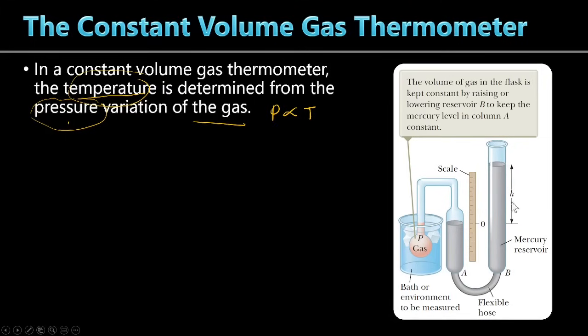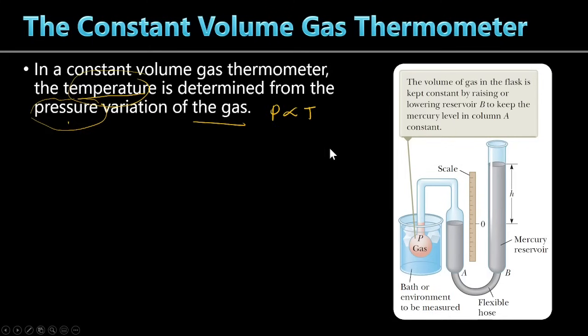Okay, so here we will have a variation in height. And that variation of height is equivalent to a certain variation in the pressure. And if we know the relationship between pressure and temperature, we can convert pressure variations directly into temperature. So that is how the constant volume gas thermometer can measure temperature. Naiintindihan po ba? So once again, the pressure of the gas inside this thermometer is directly proportional to the temperature.